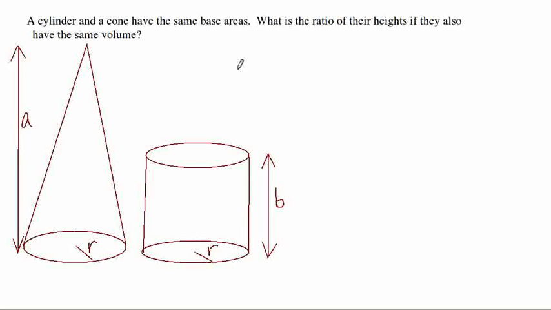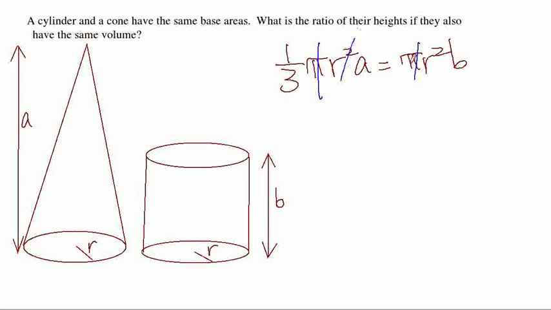Alright, so they have the same base areas, so that means they have the same radius, the r, in the picture. What's the ratio of their heights if they also have the same volume? So let's set the volumes equal. 1/3 pi r squared times a is equal to pi r squared times b. And the pi's cancel, the r squareds cancel, and so we're left with 1/3 a equals b. So that means that a over b is equal to 3.